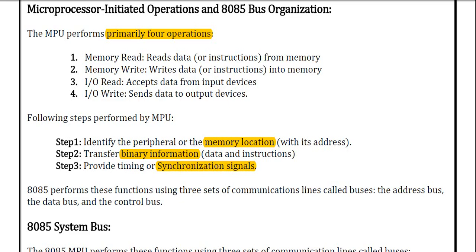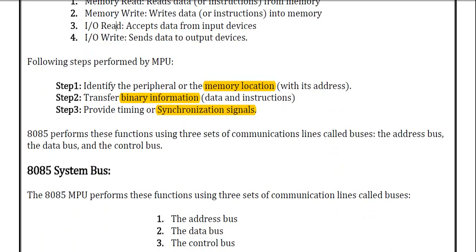The MPU performs four primary operations. First one is the memory read, then the memory write, then the IO read and the IO write. In this section, the memory read is to read the data or the instruction. Memory write is to write the instruction or data on the memory. IO read accepts the data as an input, and IO write is for sending the data to output devices.